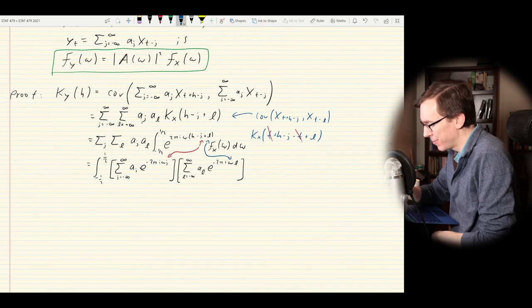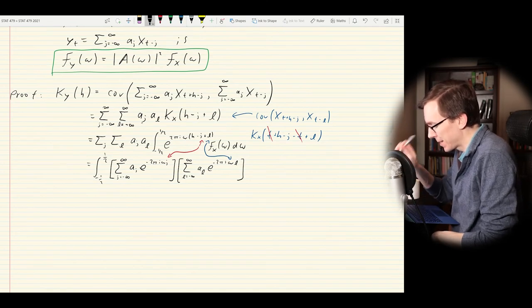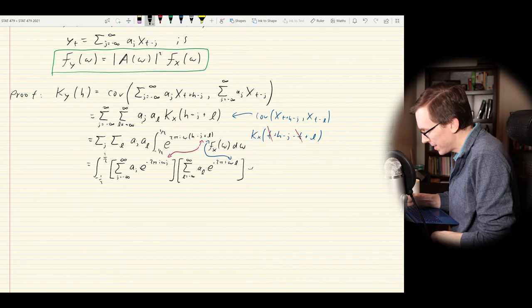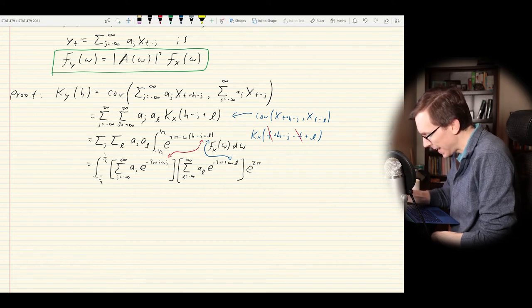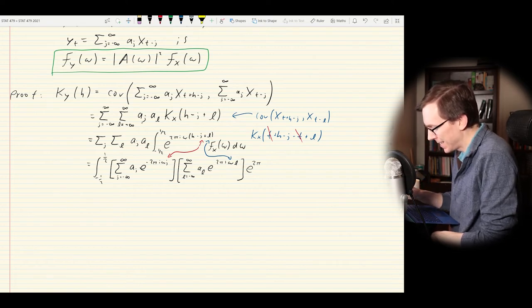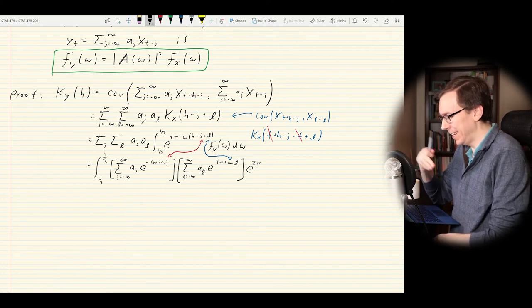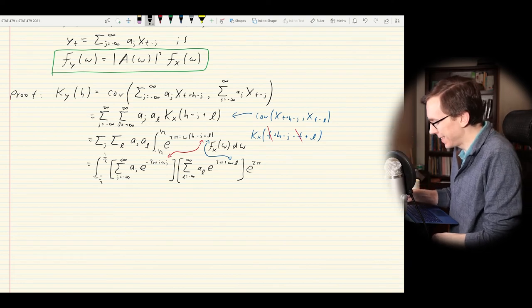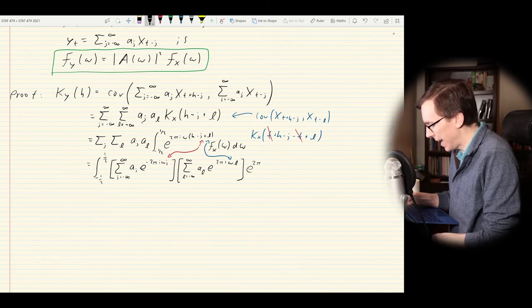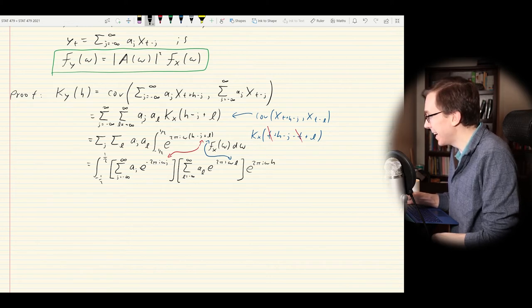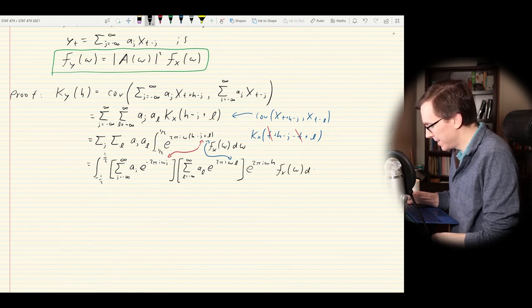All right, we're almost there. We have one more piece, and it's something that we're not summing over. It's just the h term, e to the 2 pi i omega h. But I wasn't supposed to put a minus sign in there for the l. There we go. Because l has a plus in front of it, j has a minus in front of it. It doesn't matter because we're summing over all indices from minus infinity to plus infinity, but better just to keep it as precise as possible. Anyway, the h is left out here at the end, and then we still have our f_X of omega d omega.